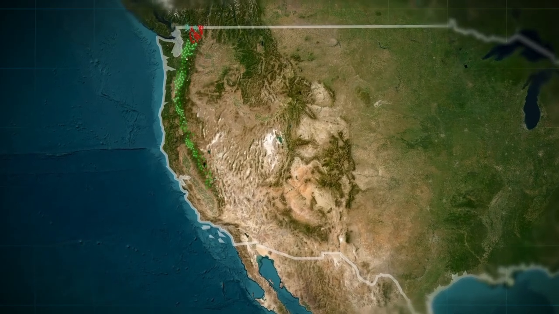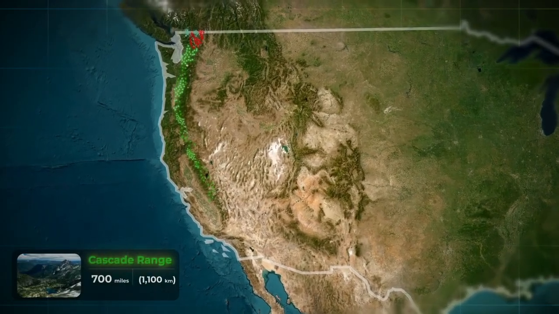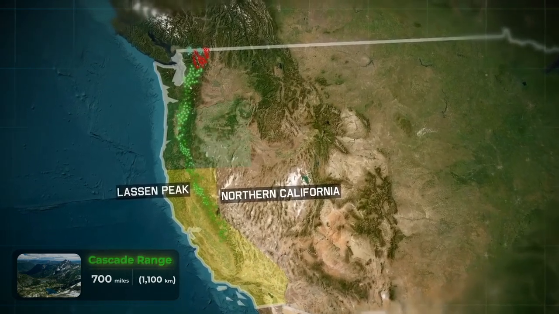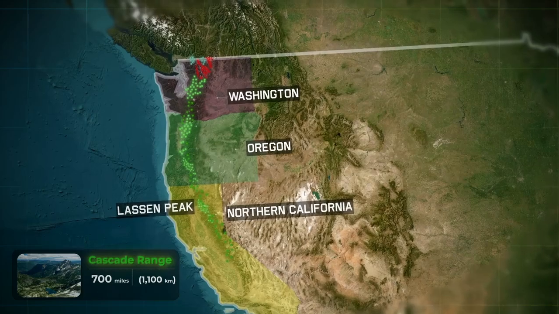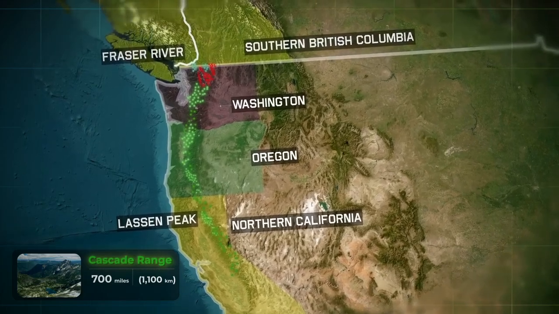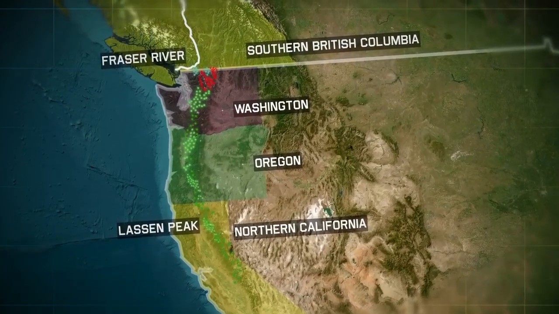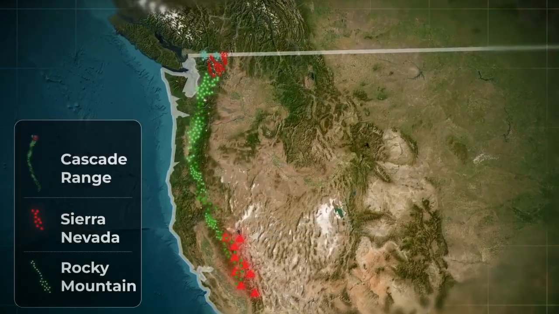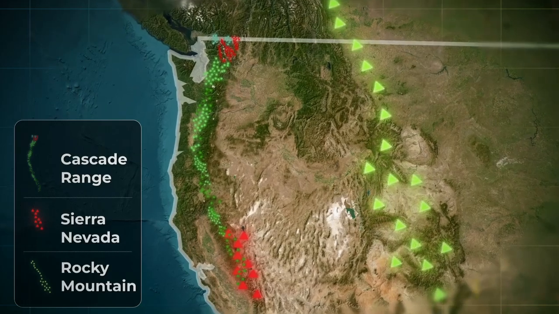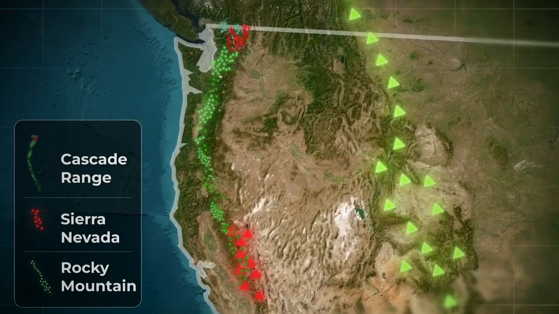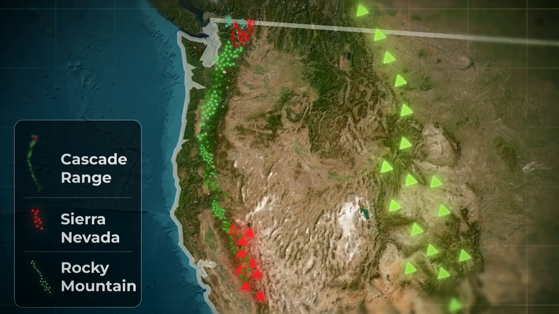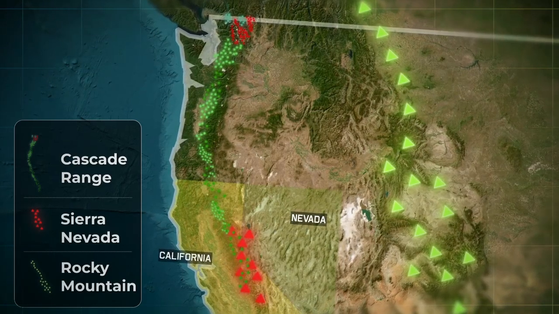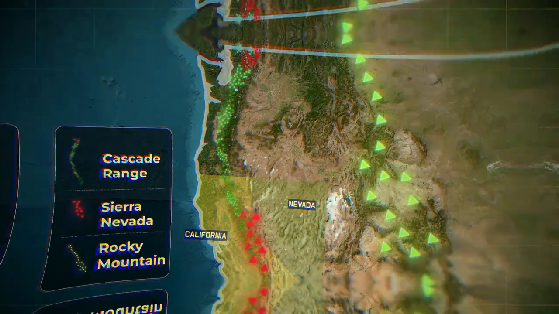The Cascades extend over 700 miles or 1,100 kilometers from Lassen Peak in Northern California through Oregon and Washington to the Fraser River in southern British Columbia. This range is mainly made up of dormant volcanoes. The Sierra Nevada mountains are also located here. Although the Rockies are the longest mountain range in the US, the Sierra Nevada is the longest continuous chain. Located mainly in California and Nevada, it forms America's western backbone.